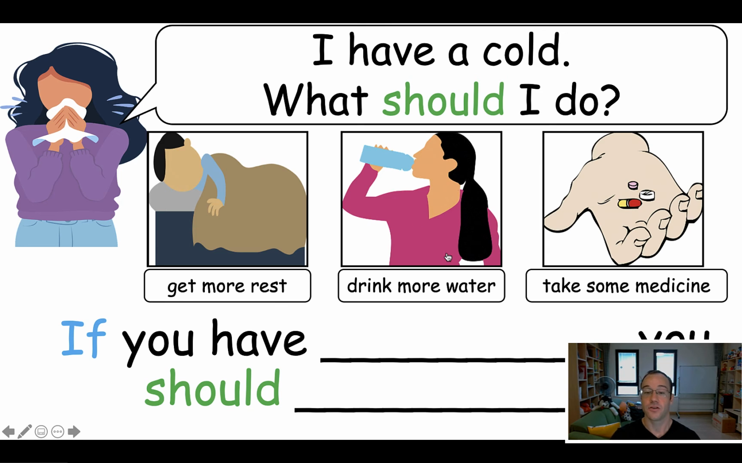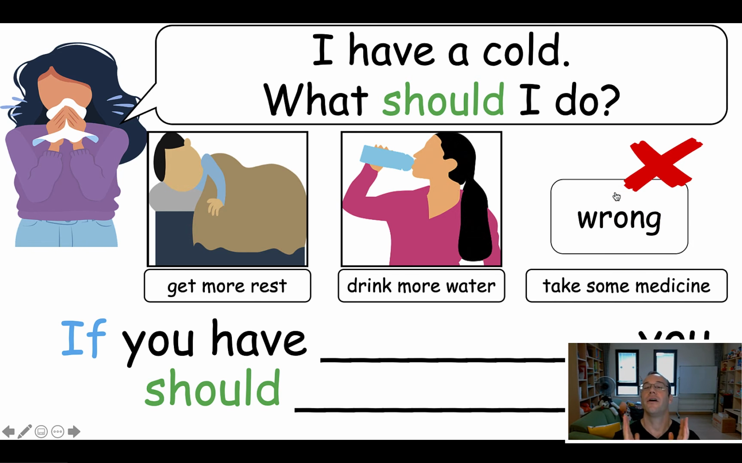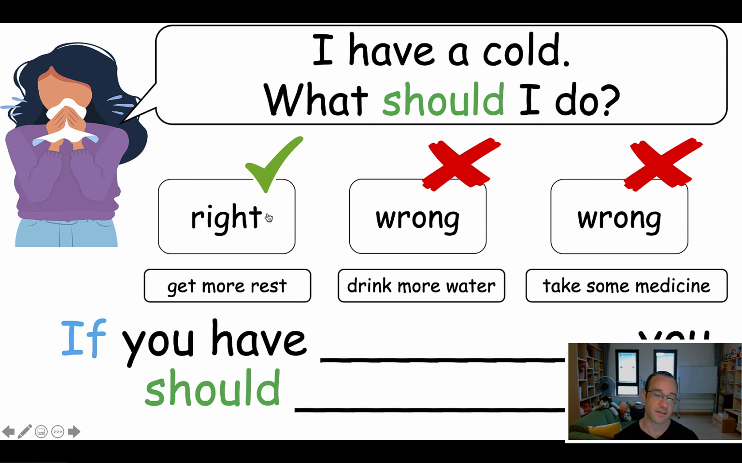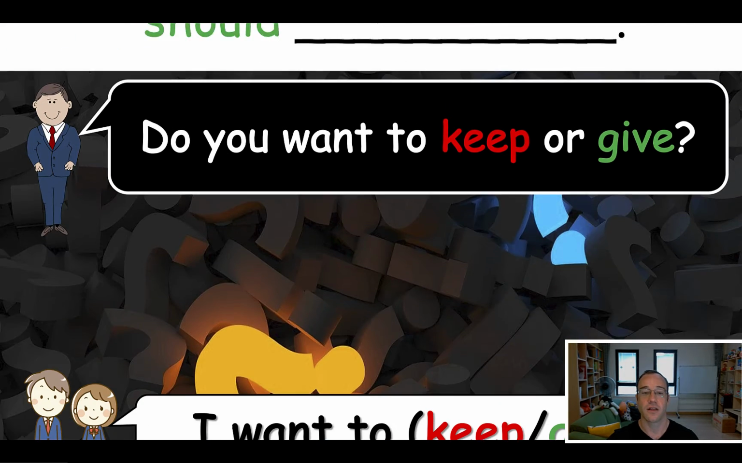Okay, so you can see here, one student will say, "I have a cold. What should I do?" And the other student will say, "If you have a cold, you should," and they'll choose one. All right: take some medicine, drink more water, or get more rest. So they say, "I want to take some medicine." Okay. Oh no, it's wrong. All right, let's see what the correct answer was. Oh, get more rest. Okay. Again, regardless of what they chose, they can go on to the next slide.